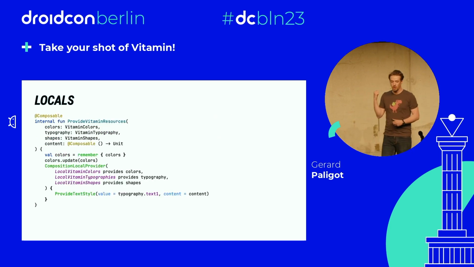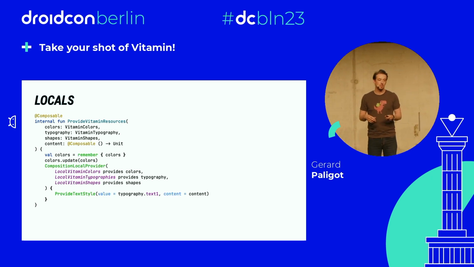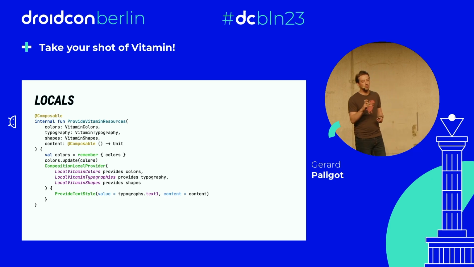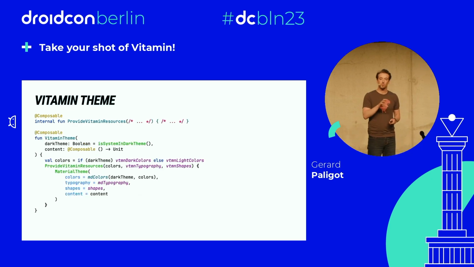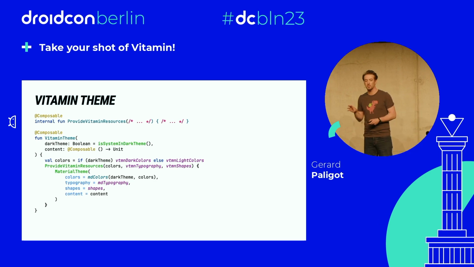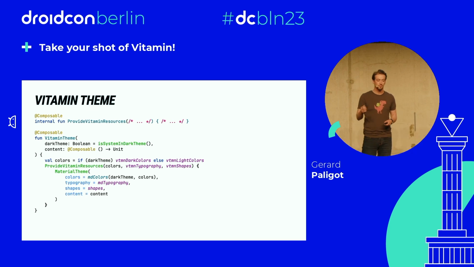In the foundation, we have this internal composable, which is used to initialize our locales. So here, provide vitamin resources. And you can see the CompositionLocalProvider call for the initialization. And this composable function is used inside another composable named VitaminTheme, which is public, which is the composable you need to use if you want to use Vitamin.